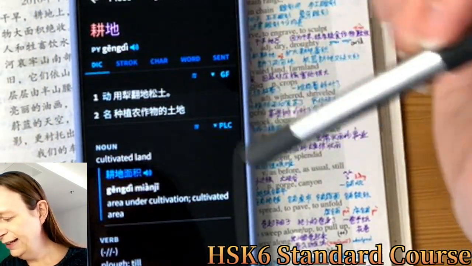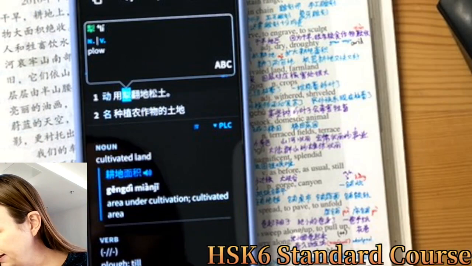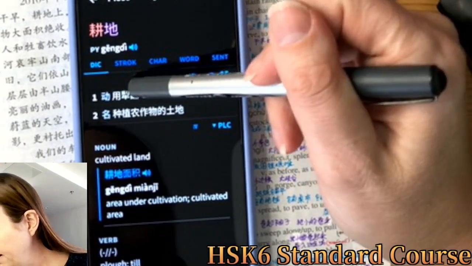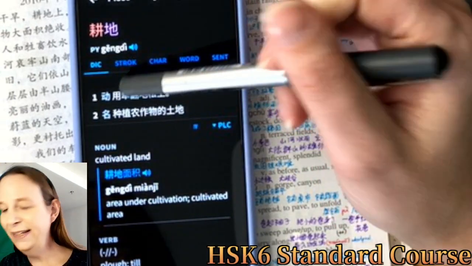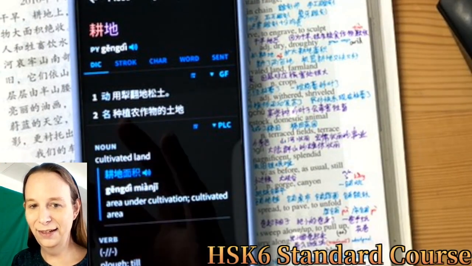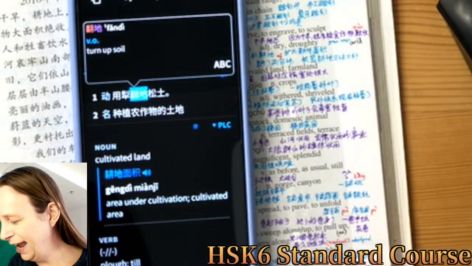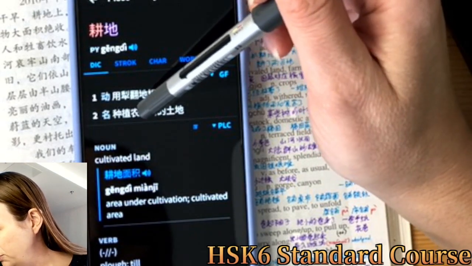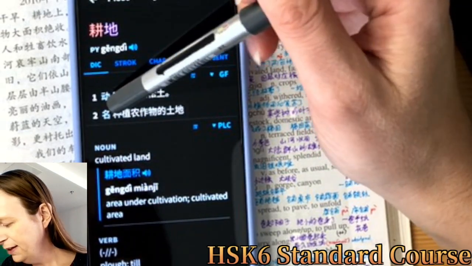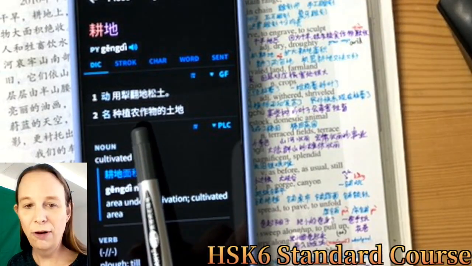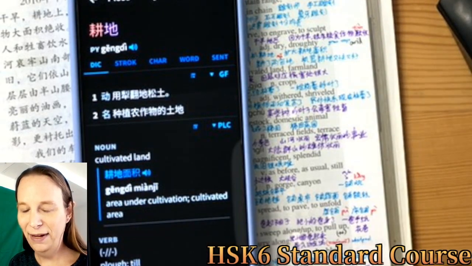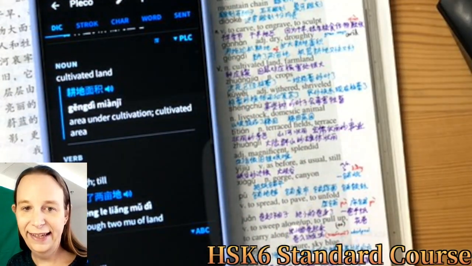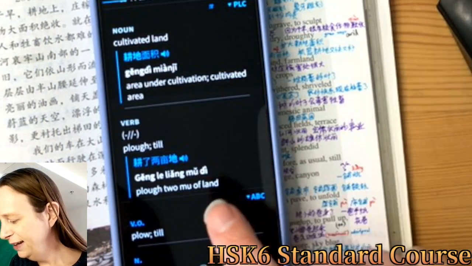用力 is a plow, right? 用力翻地松土. 翻地, turn over the soil, 松土, loosen the soil, turn over land, yeah whatever. 种植农作物的土地, so planting crops. The soil used for planting crops is also the 耕地. 耕地面积, so this is the area of arable land.